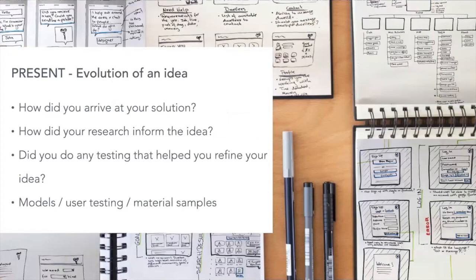And then presenting the evolution of an idea. How did you arrive at your solution? So this is a sense that one design challenge can give you up to 10 sheets for your submission. It can be your entire portfolio submission if that's all you've got.